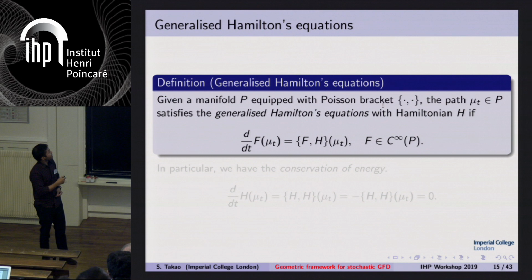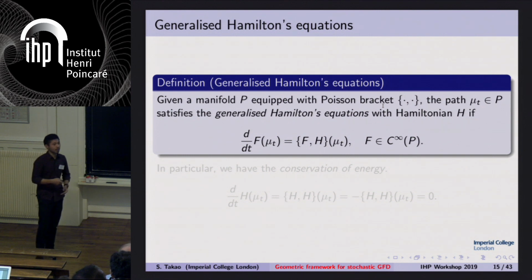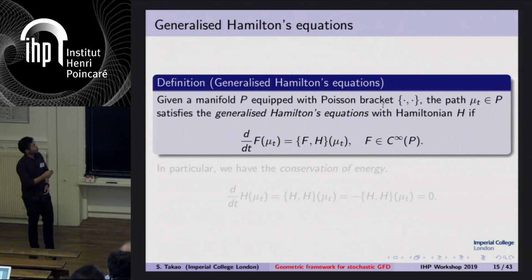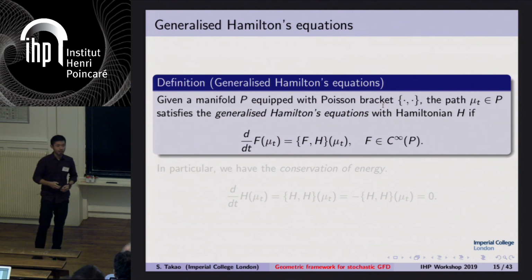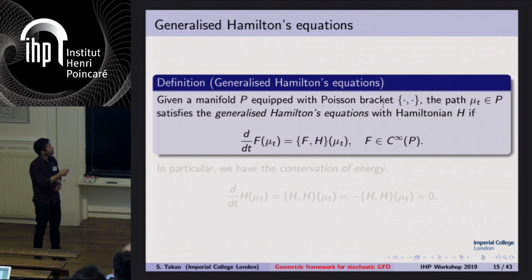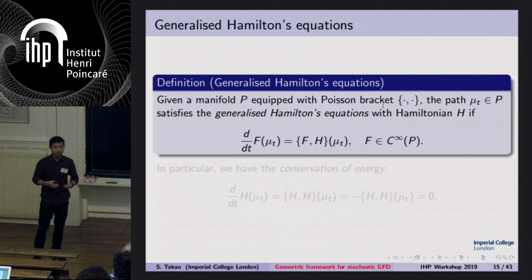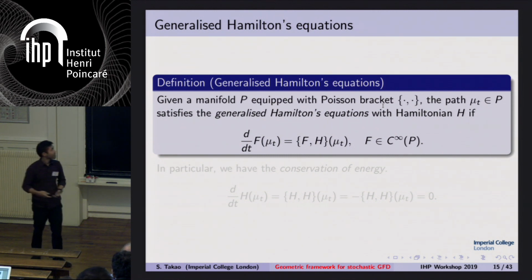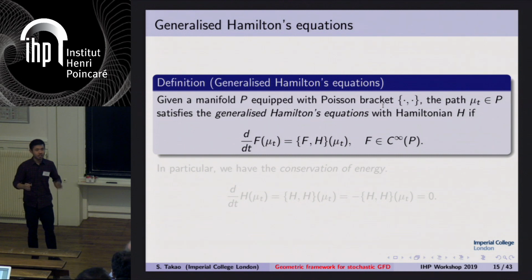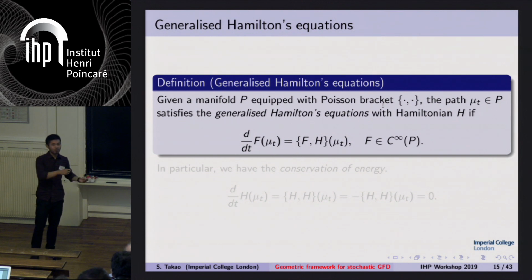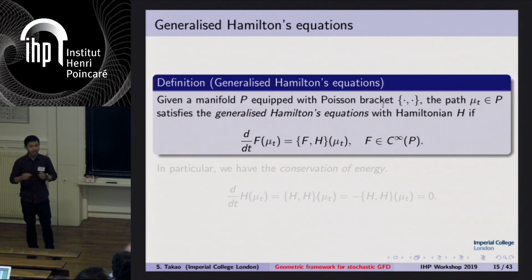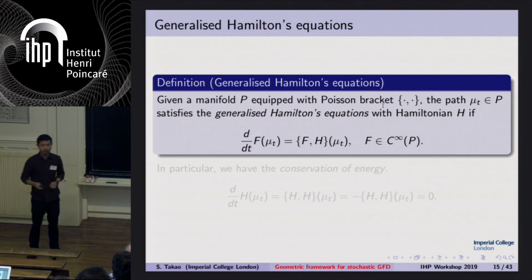If you're given a manifold P that's equipped with a Poisson bracket, then a path in your manifold is said to satisfy the generalized Hamiltonian system with Hamiltonian H if the rate of change in time of your function evaluated at this path is equal to the Poisson bracket of the function with the Hamiltonian. This is for any function as well. So this is the definition, kind of like redefining my Hamiltonian system. This is a more generalized Hamiltonian system. Before, I was only able to define Hamiltonian systems in cotangent bundles, but now we can define a Hamiltonian system in any manifold, provided that you have a Poisson bracket defined on it.